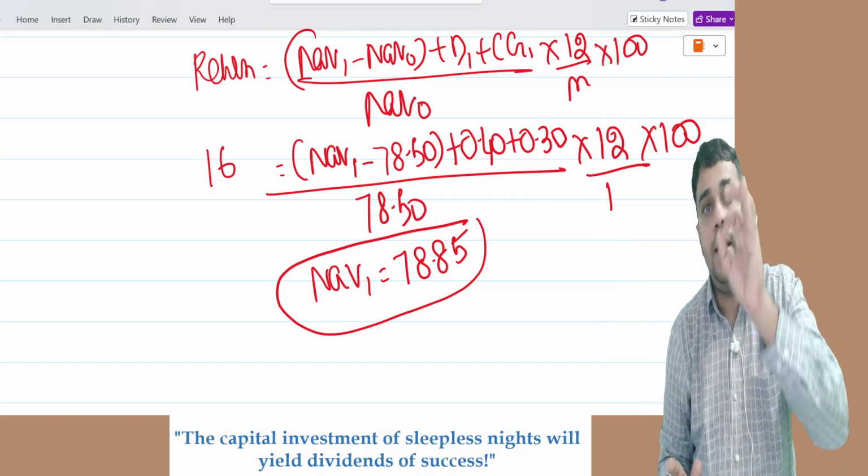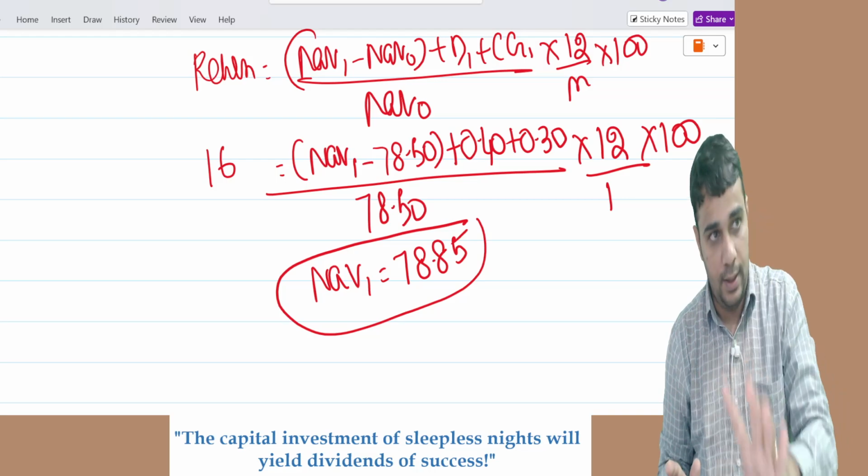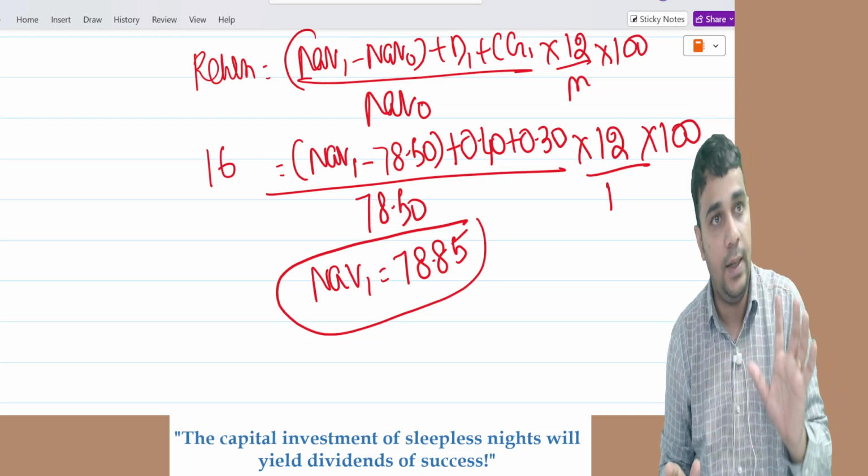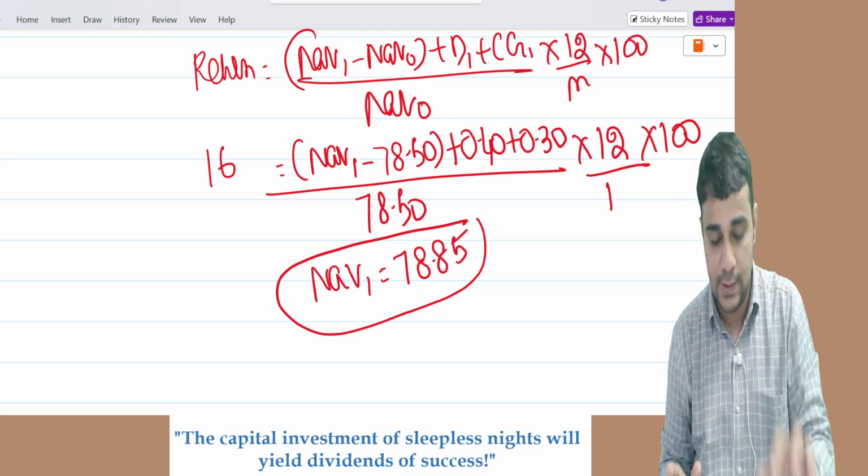So here, any reverse working question you do after you are done, substitute the number. It will take you 20 seconds to check your answer. 20 seconds only it will take. Clear? Any doubts on this?